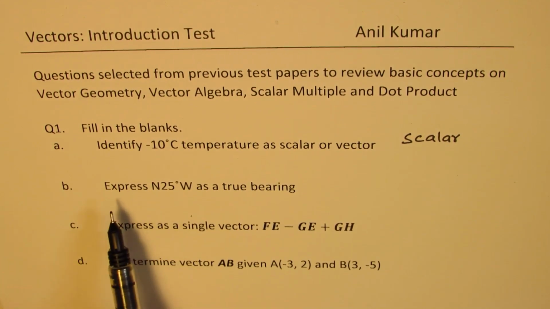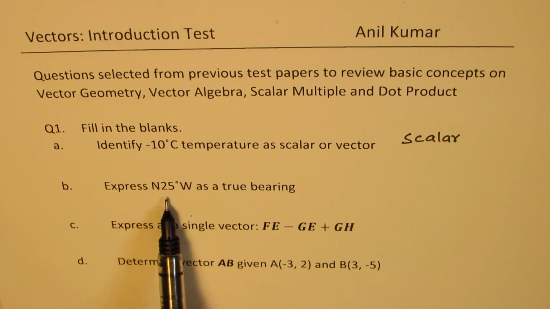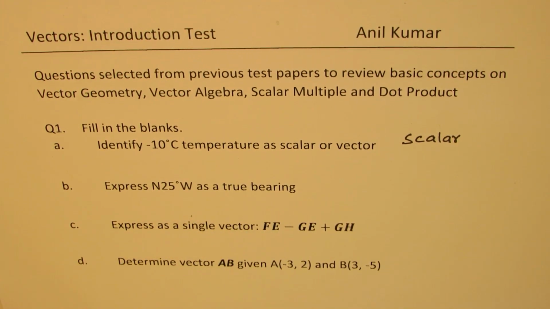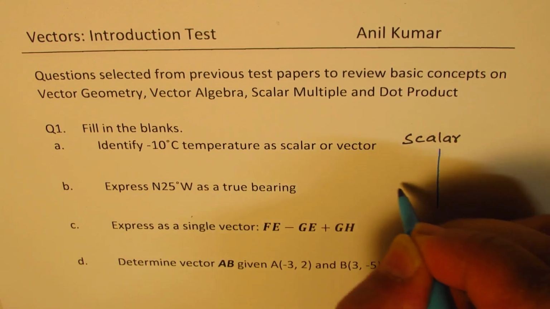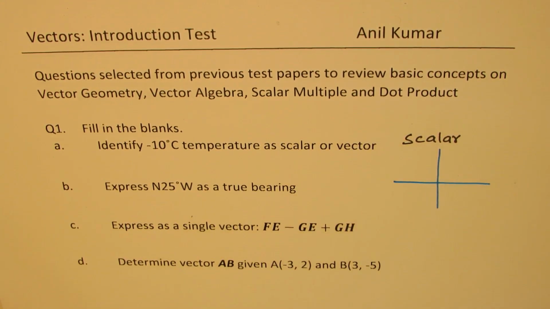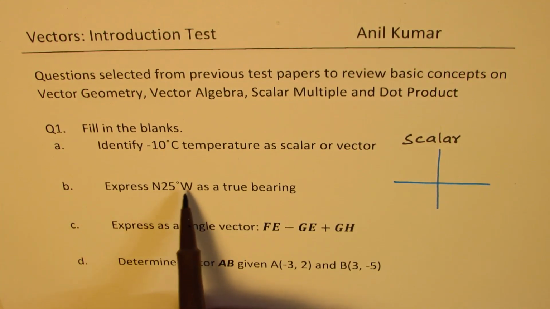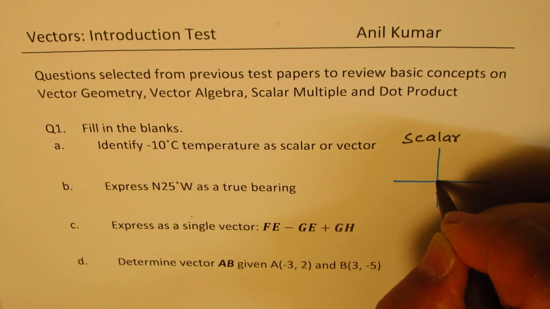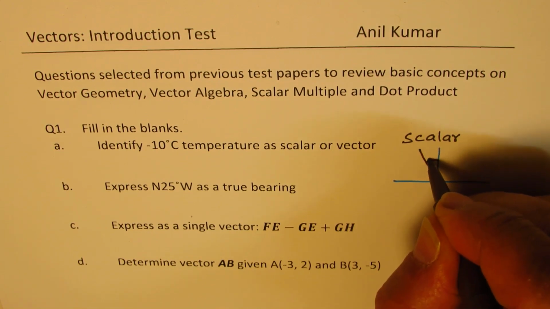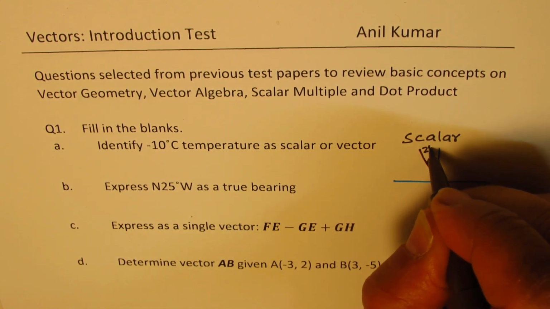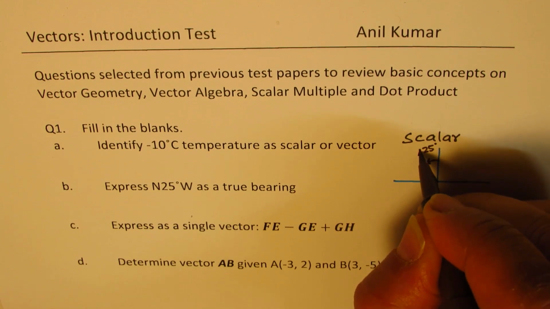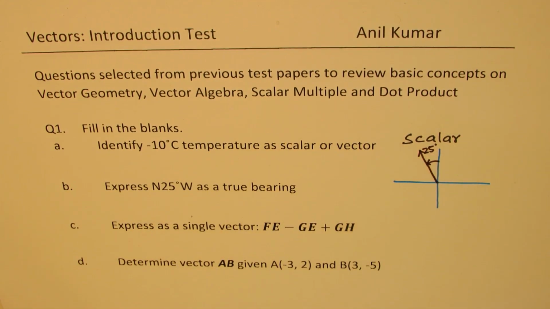Part B. Express north 25 degrees west as a true bearing. Now, bearing angles are always measured from north in the clockwise direction, right? We are given from north 25 degrees west. That means something like this. So that is 25 degrees west, right? So this is the direction which is given in the question.